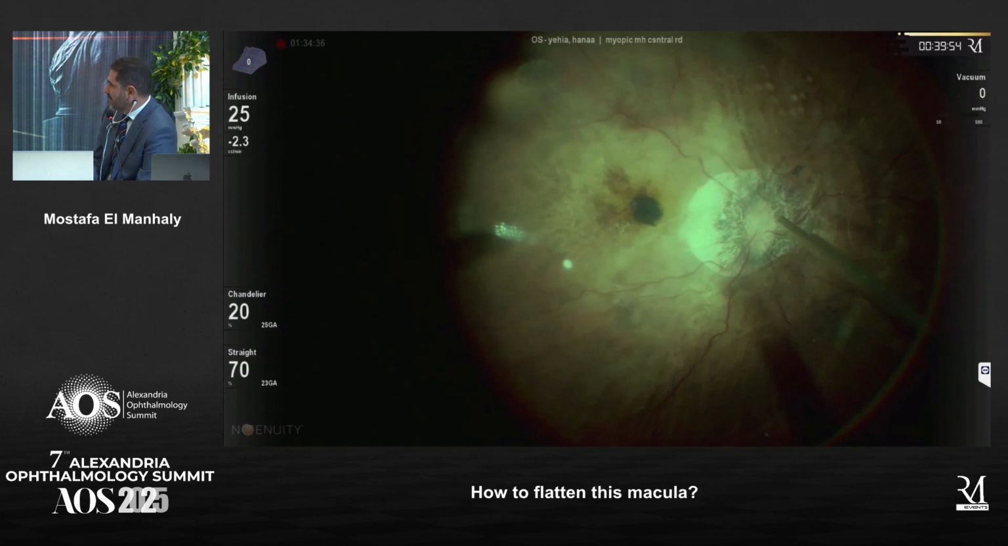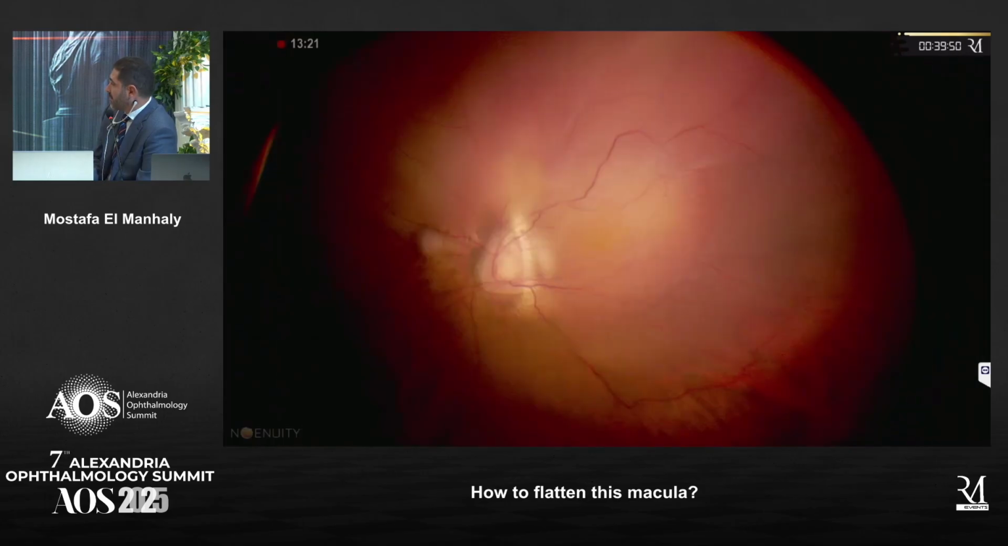Perfluorocarbon is exchanged with air and not gas. I don't like to use silicone oil in myopic eyes, except when there is PVR, because of the high incidence of glaucoma, because these eyes are potentially glaucomatous. Okay, Dr.